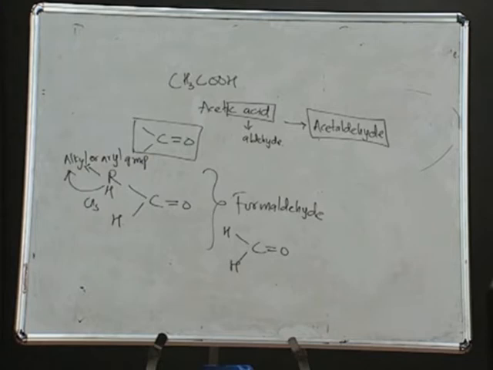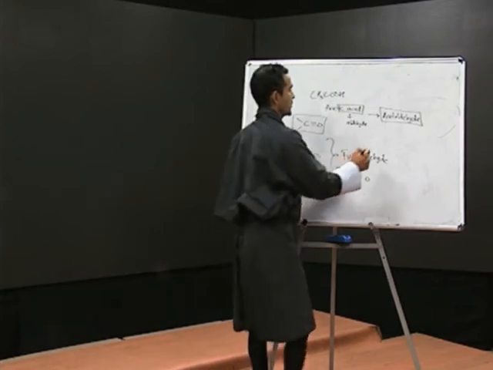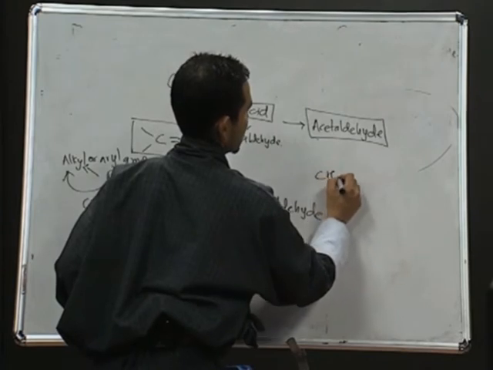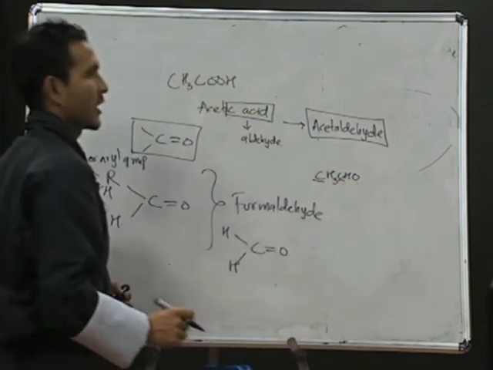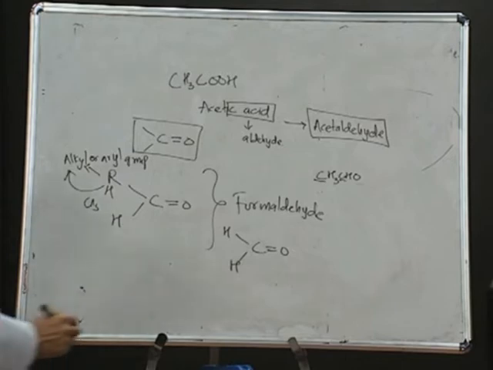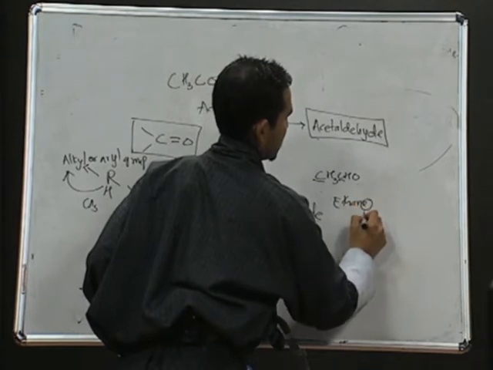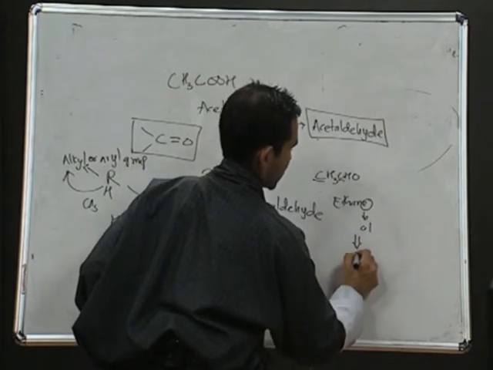For the second, if you are trying to come up with an IUPAC name, what we do is we simply replace. For example, you have CH3CHO. How many carbons do you have? You have two carbons, so we give it the root name ethane. From ethane, we replace the E with AL, and finally we give it the name ethanal.